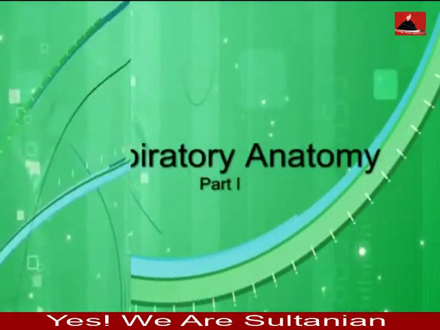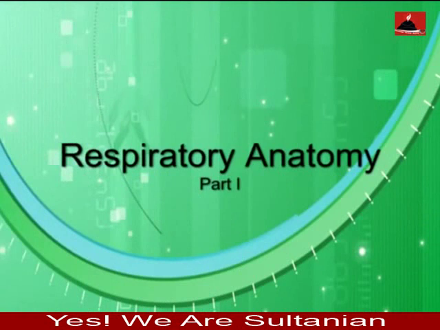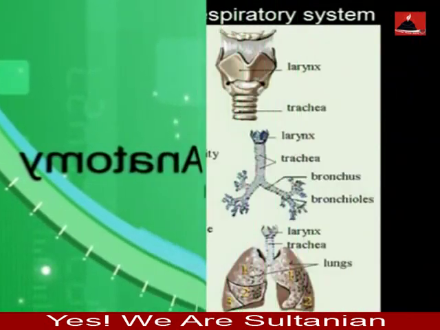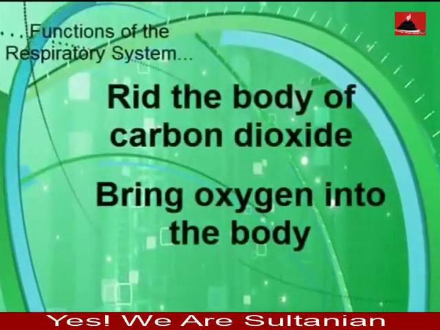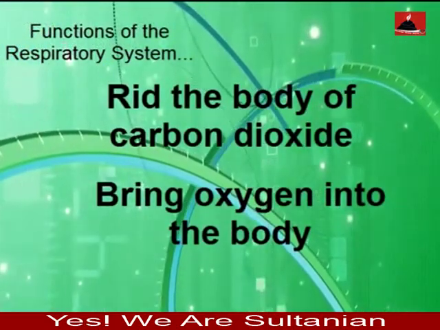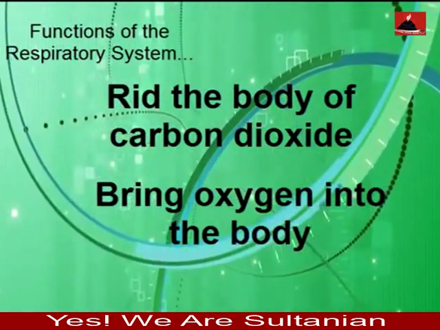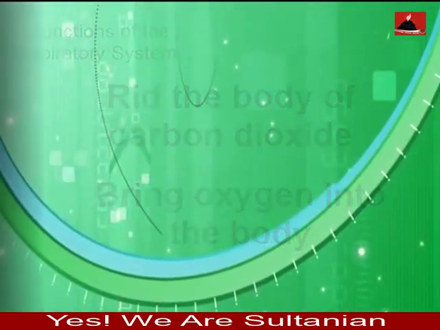Okay, so we're going to fly through the respiratory anatomy, and then we'll spend a little bit of time on the physiology. Simply, the respiratory system is responsible for the exchange of oxygen and carbon dioxide. Oxygen is required by all the cells in the body in order to function. So the respiratory system brings in oxygen and gets rid of the carbon dioxide. That's the whole purpose of the respiratory system.